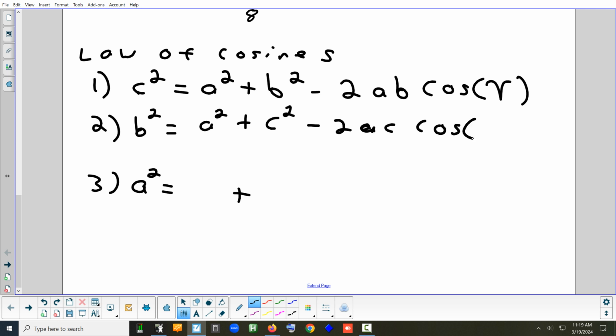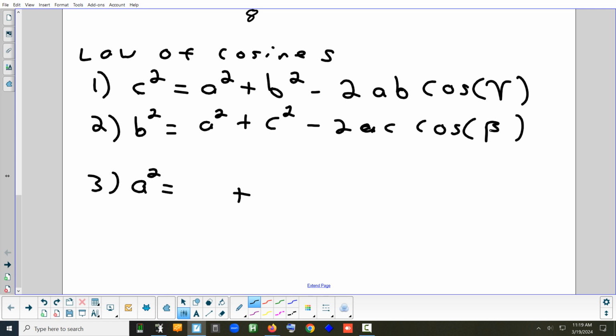And cosine of theta. Yep. That's not a different formula. It's exactly the same formula. You just wrote it with different letters. Right? So you could do x squared equals y squared plus z squared minus 2yz cosine. It's the same thing. So just practice writing it different ways.